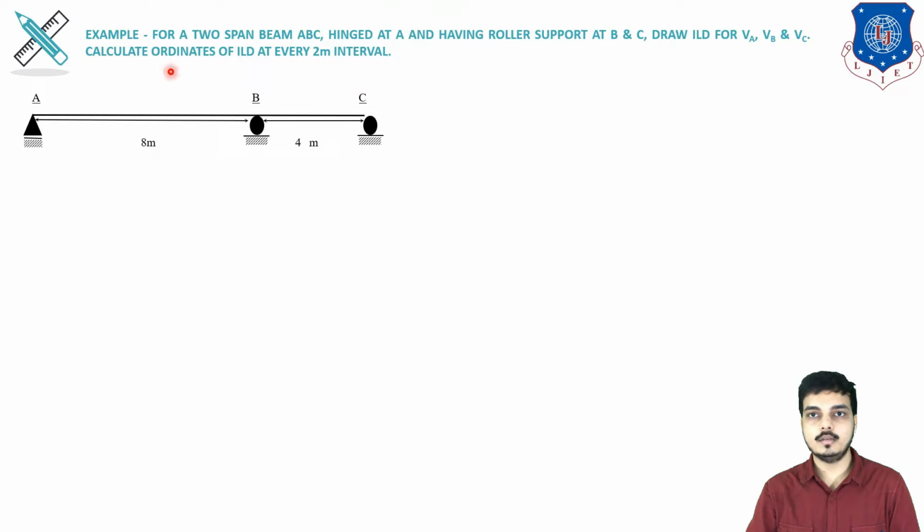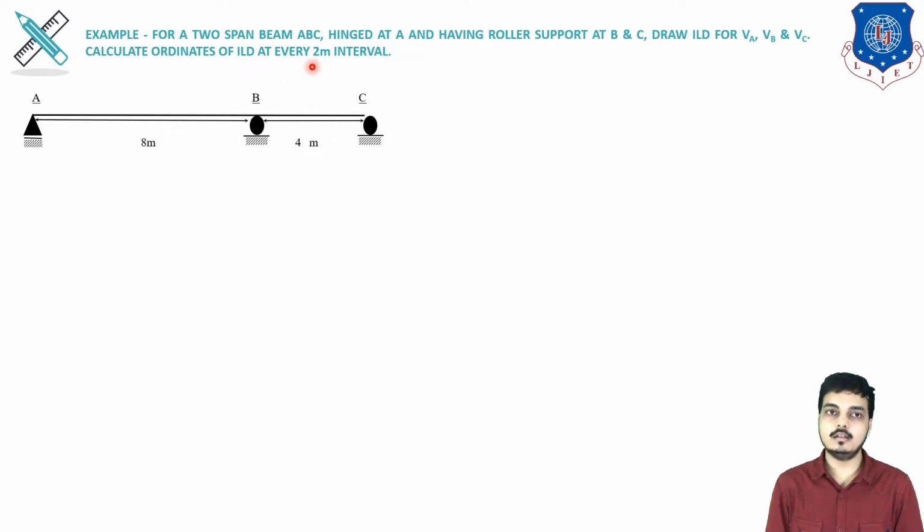So for a two-span beam ABC, hinge at A and having rollers at B and C, draw influence line diagram for VA, VB and VC. Calculate ordinates at every 2-meter interval. Till now we were calculating at every 1-meter interval, but in this sum we have to calculate at 2-meter interval. Also, you can note that here it has been asked VA, VB and VC. It has not been asked about moment.